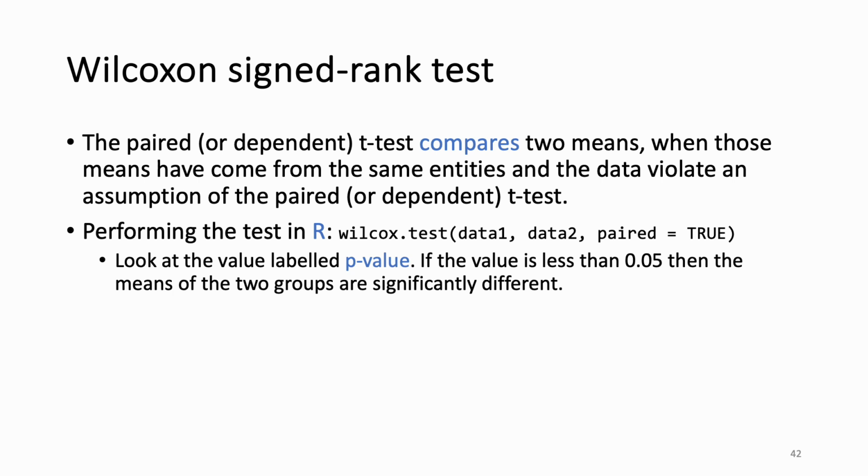If the assumptions for conducting the paired t-test are not satisfied, then we can run the Wilcoxon signed rank test. To run this test in R, we can write this pseudocode: wilcox.test, and then we pass the samples as parameters, data1 and data2, and then we have to specify that this is a paired Wilcoxon signed rank test, so we say paired equal to TRUE. Then we look at the output, the p-value. If the p-value is less than 0.05, then we can state that the means of the two groups are significantly different.